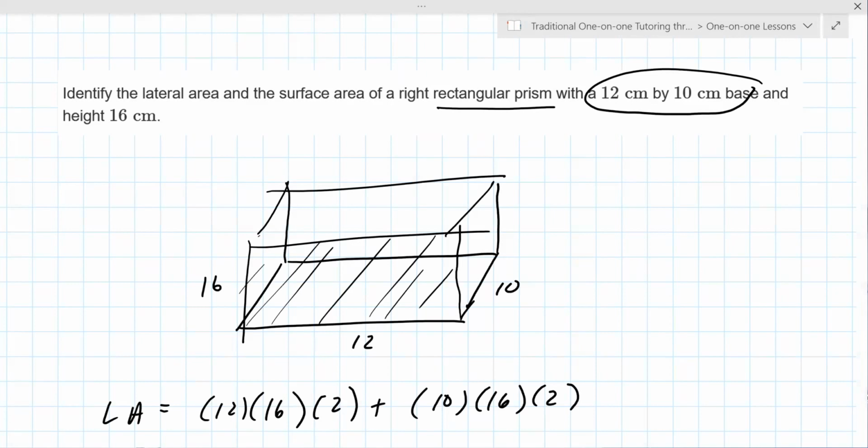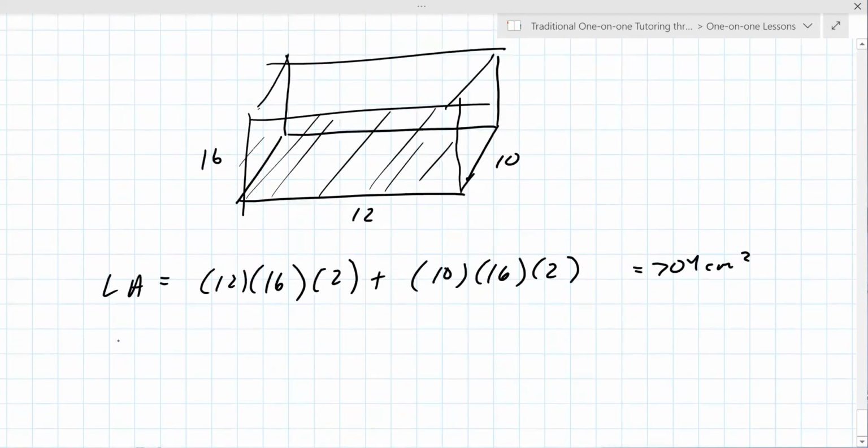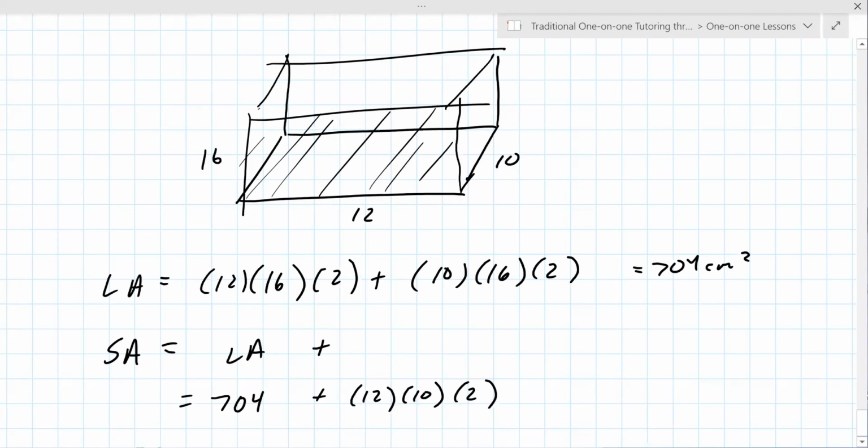704. 704 what? Centimeters. It's an area, so squared. 704 centimeters squared. Good. Now the surface area you add to it. So the surface area is the lateral area, which is 704, plus you now have the bottom, which is 12 by 10 times 2, because you got two of those. I get 944 centimeters squared. Very good.